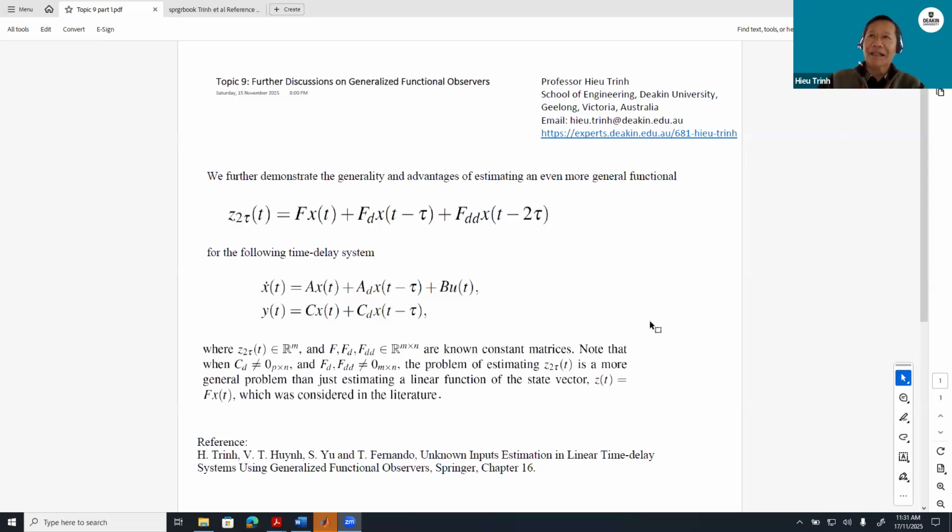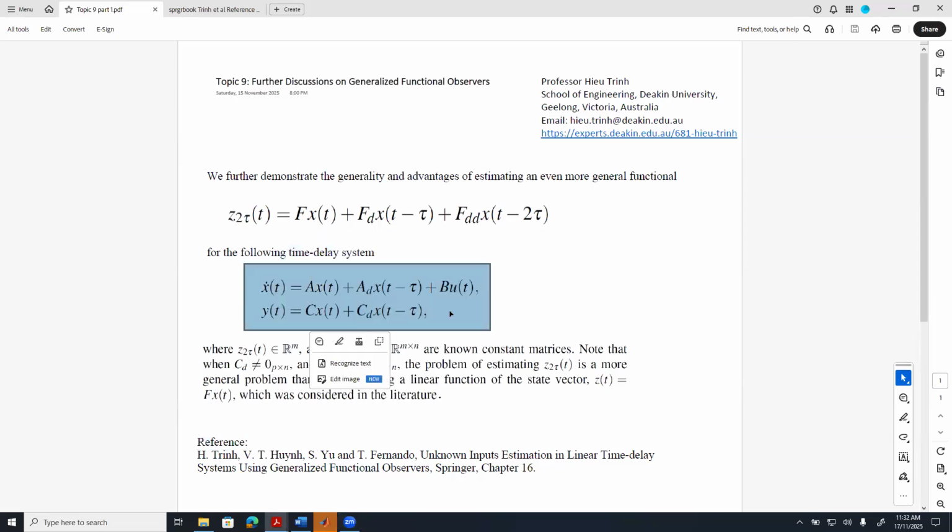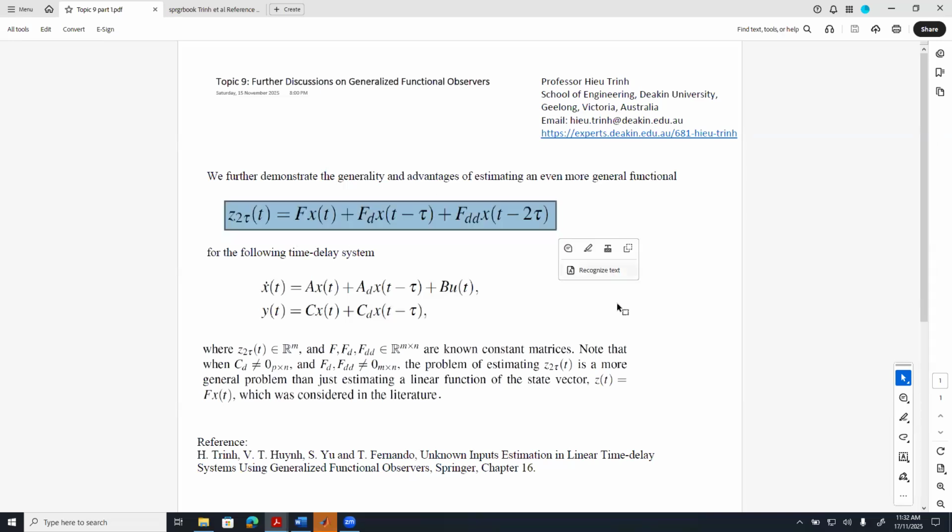Hello and welcome. In this presentation, which is topic 9, we're going to provide further discussions on the design of generalized functional observers. In particular, we're going to look at an even more general functional for the following time delay systems. So this generalized functional has multiple time delays in there. And of course, when we have FDD equal to 0, it comes back to the previous discussion.